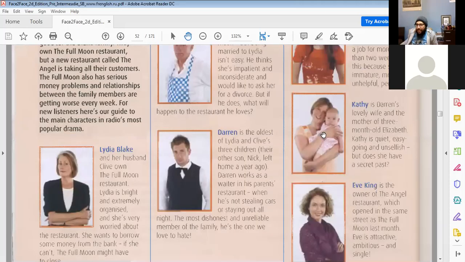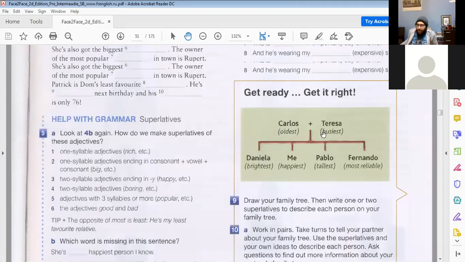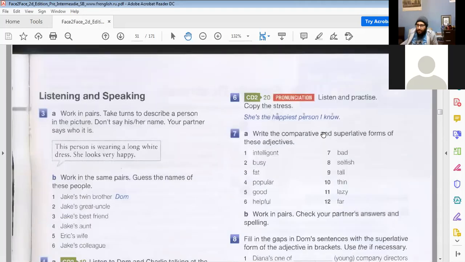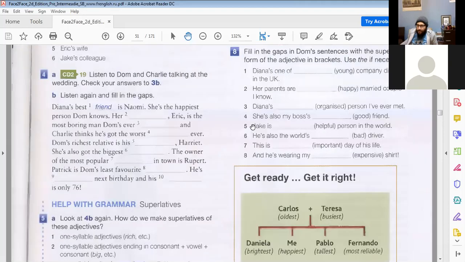Anyway, my advice is if you haven't started with the workbook, please start with your workbook, and maybe you can work a little bit on superlatives, so you can remember when to use the, when not to use the, when to use most, when not to use most. Review this, and hopefully it'll be okay.